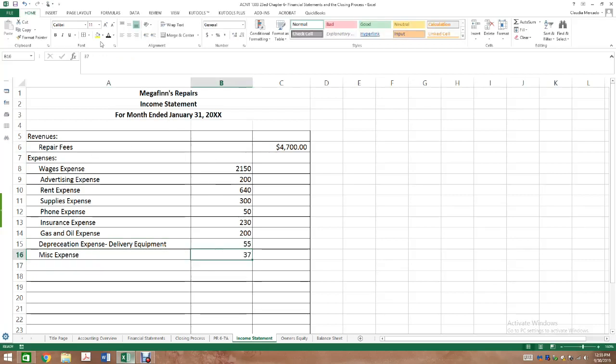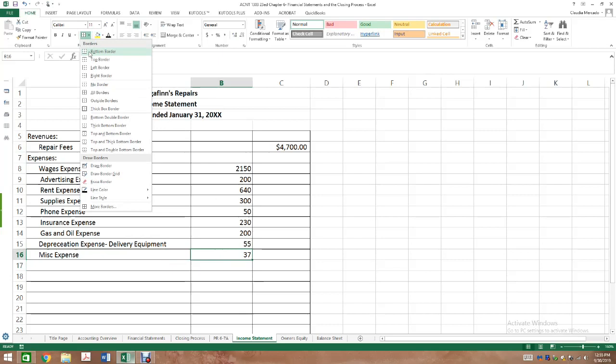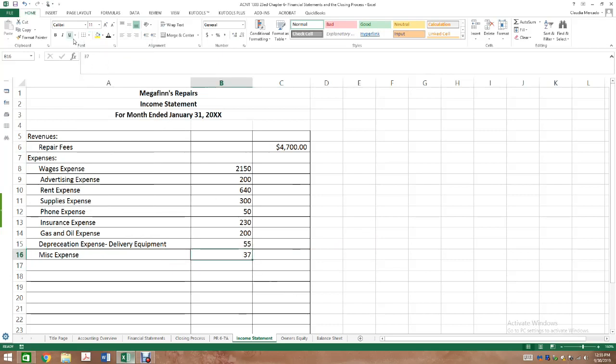So what I'm going to do here is add them all up to get my total expenses. Since I am using Excel, I'm just going to go ahead and put a formula here so I can add up all of my expenses. And that gives me $3,862. So in revenues, I made $4,700.